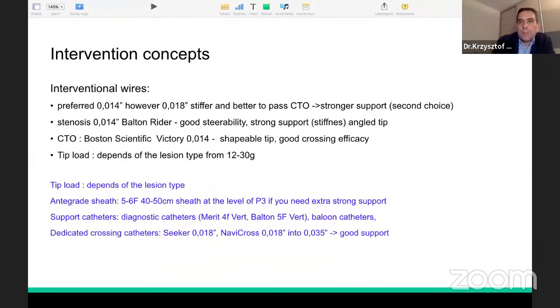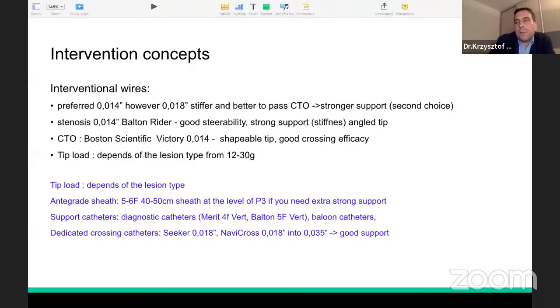So what are the concepts of intervention? I mean, every one of us has favorite instruments to use. In my opinion, the preferred diameter of the wires is, for me, 0.014. However, 0.018 is also a good wire for below the knee intervention. Sometimes 0.035 also works. However, it is a bit too thick for me.